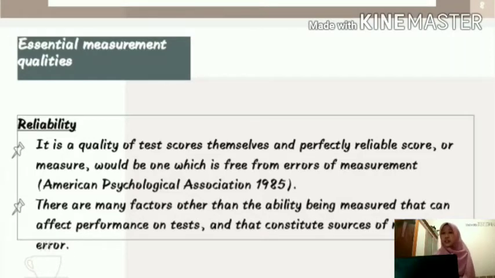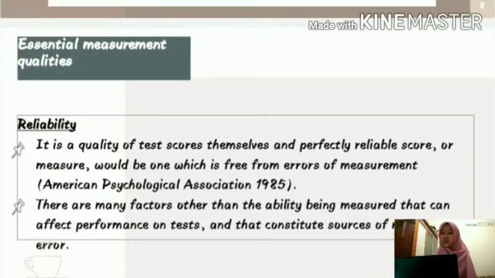If you want to interpret a score on a given test as an indicator of an individual's ability, the score must be valid and reliable. So, what is reliability and validity? Okay, reliability is a quality of test scores, and a perfectly reliable score or measure would be one which is free from errors of measurement.